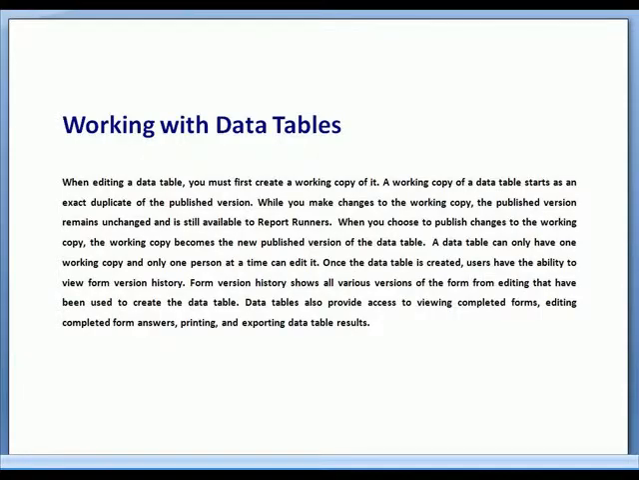Working with data tables. When editing a data table, you must first create a working copy of it. A working copy of a data table starts as an exact duplicate of the published version. While you make changes to the working copy, the published version remains unchanged and is still available to report runners. When you choose to publish, the changes to the working copy become the new published version of the data table. A data table can only have one working copy and only one person at a time can edit it.